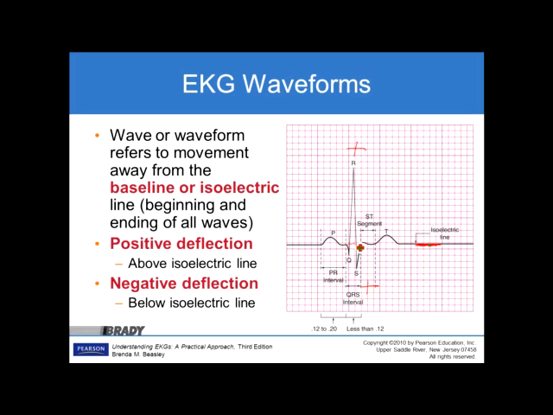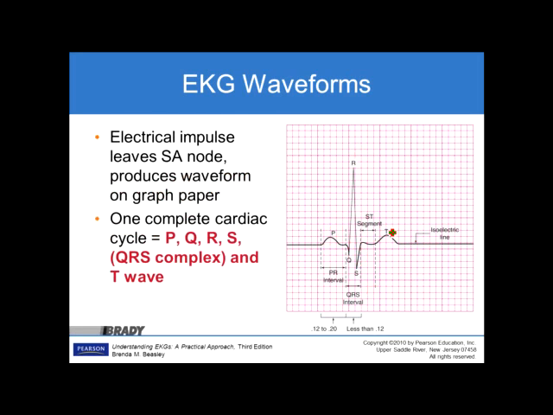So all of these waves that we see down here, this is a negative deflection, this is a negative deflection, but all the ones that we see on the top there, the P, the R wave, and the T wave, are all above the isoelectric line or positively deflected. An electrical impulse leaves the sinoatrial node and produces a waveform on the graph paper. Once completed, the cardiac cycle equals P, QRS complex, and T wave.